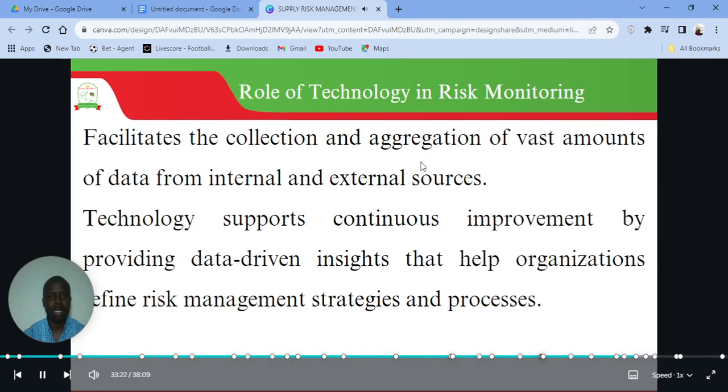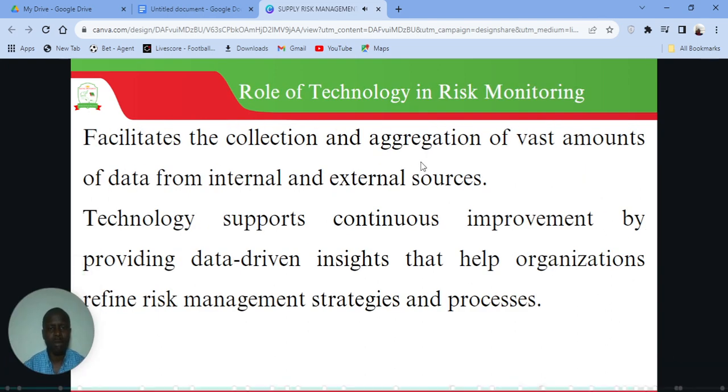So why is this technology very important when you are monitoring risks? You are able to ensure collection and aggregation of various amounts of data within internal and external sources. This technology is also going to ensure continuous improvement by providing data-driven insights that help organizations refine and manage various strategies.